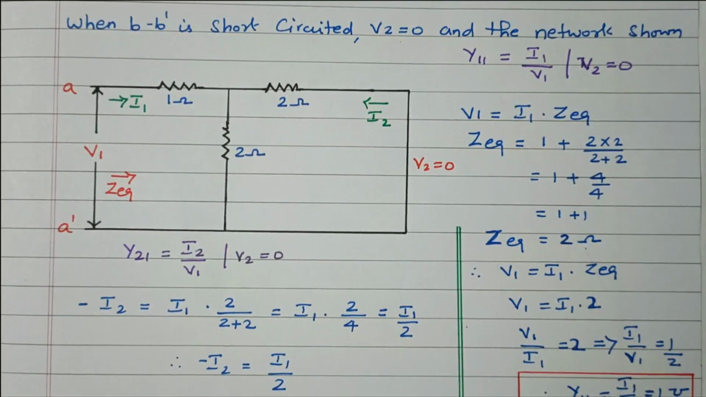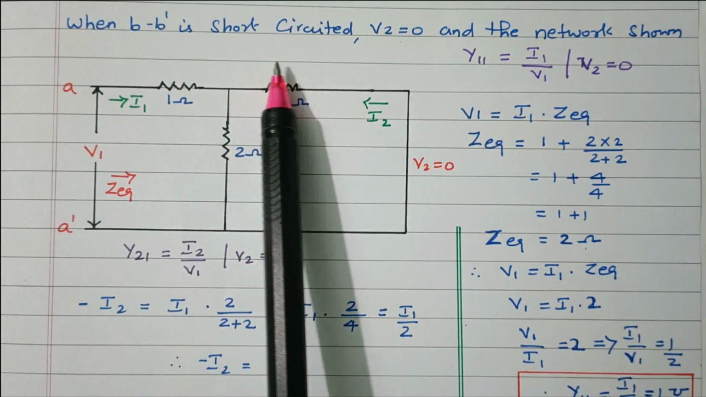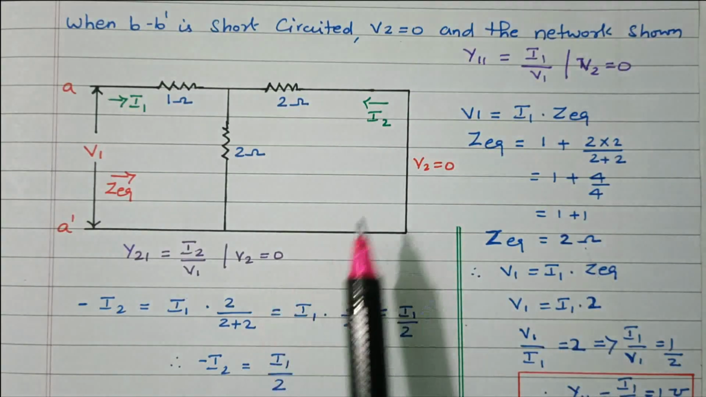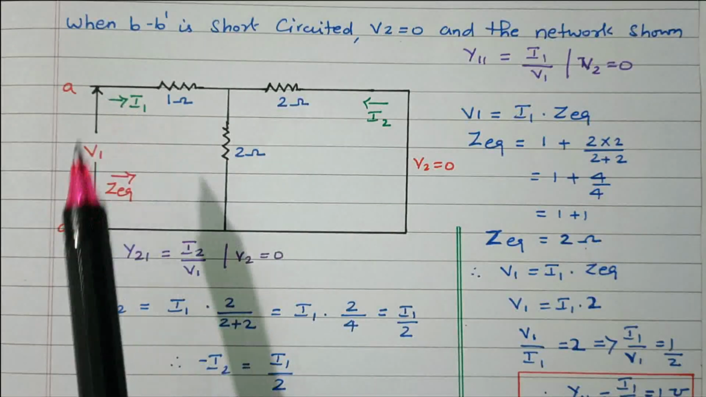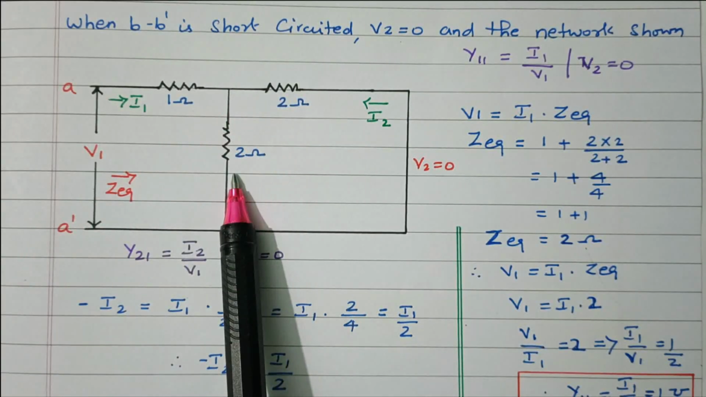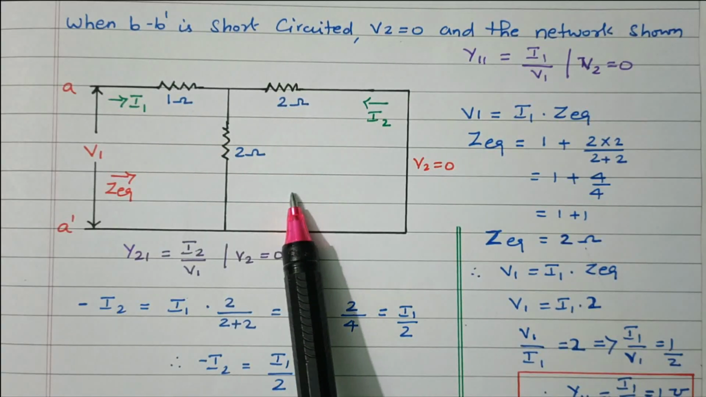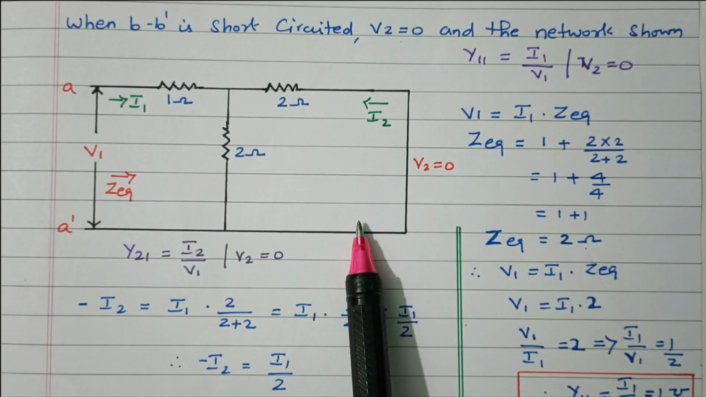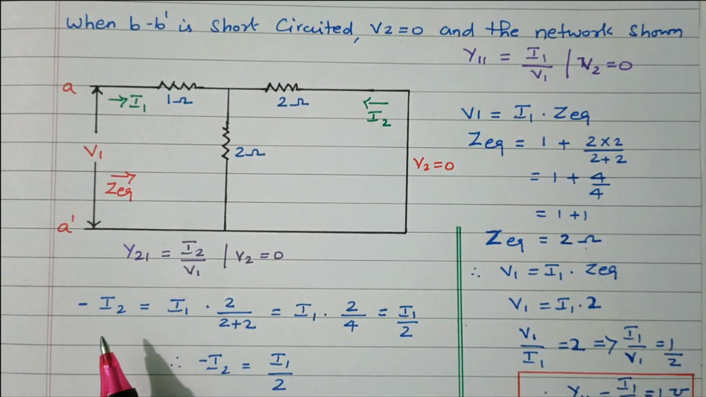So first we will consider B dash short circuited. The output port is short circuited so that V2 equals 0. Then the network is shown below. Here I2 is flowing, I1 is flowing, and V1 is the input port voltage. These are all the resistors. The 4 ohm is short circuited, so only 3 resistors are available. The 4 ohm is connected across the short, so it is short circuited. Now with this condition we are able to find Y11 as well as Y21.